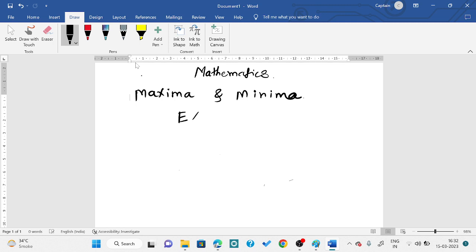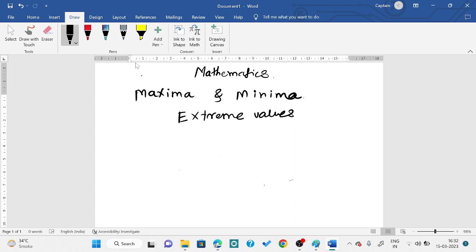It is also known as the extreme values of a function. You already learned what is meant by a function. So here we are starting with a function provided to us, and we need to find the maximum and minimum value of that function. Then how are we going to find that?